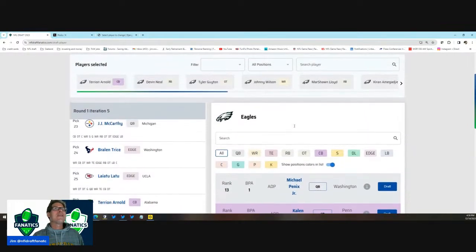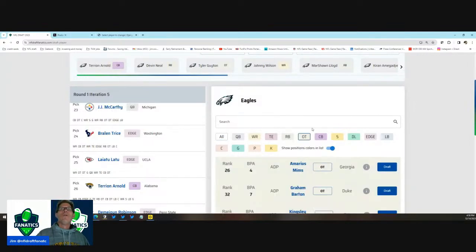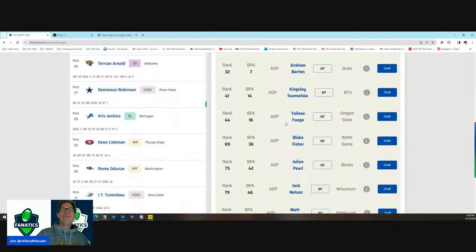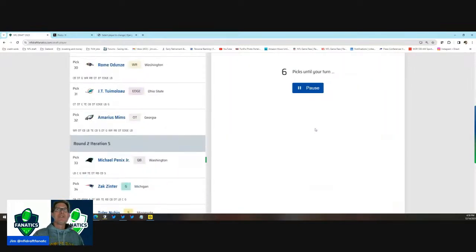Okay, so at this point, I have done the 4 running backs I need. The rest of this for me is now about offensive line, both in round 1 and round 2. Mims has a round 1 grade. He's in the top 4 of the draft card at this point. So I'm good there.